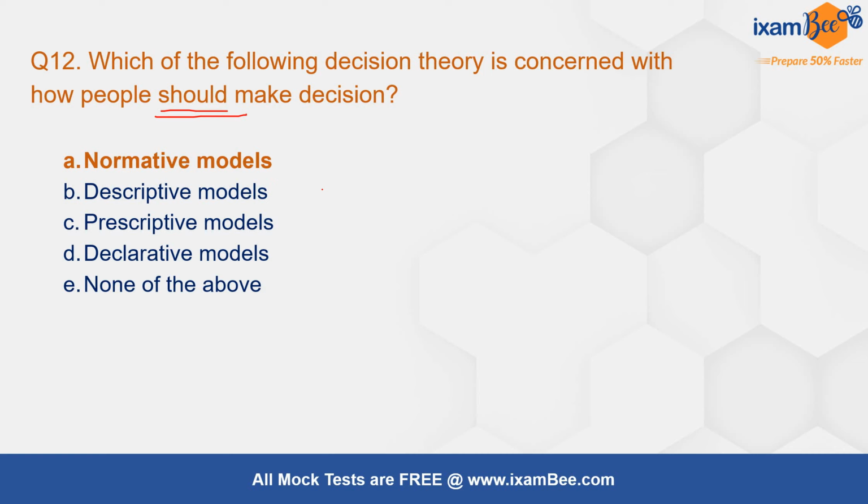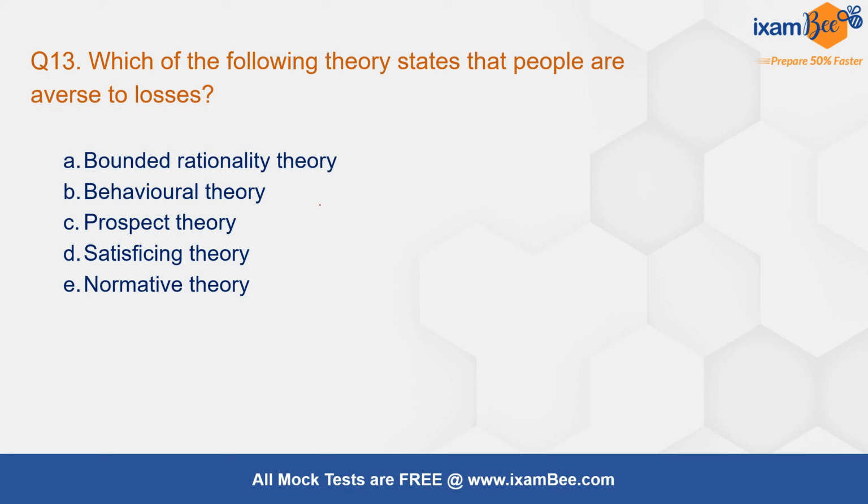Descriptive models are how people actually make decisions. Okay. 13th question: which of the following theory states that people are averse to losses? Okay, it is also known as the loss aversion theory. The correct answer is the prospect theory.